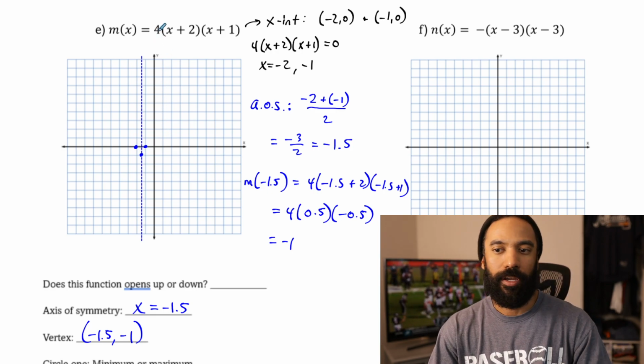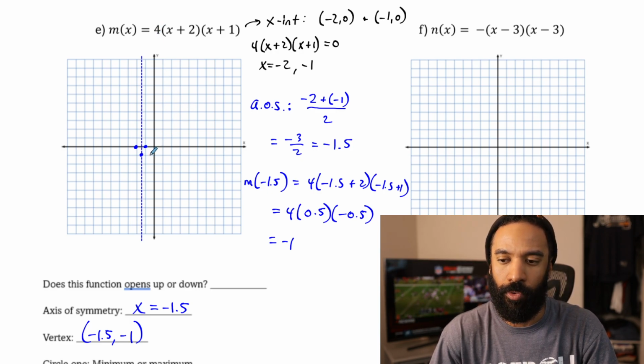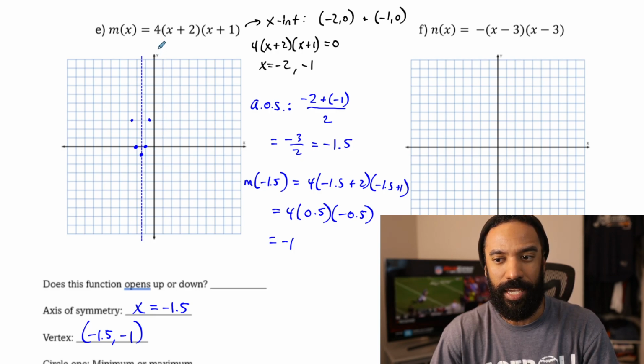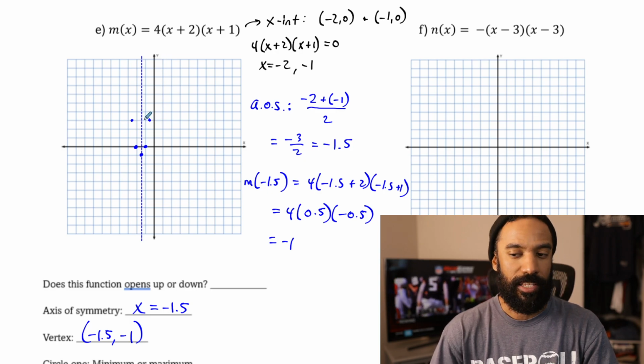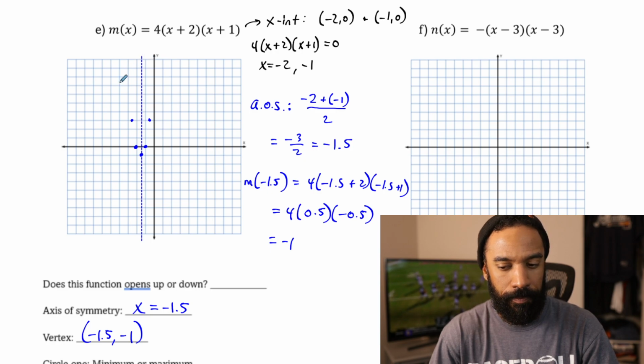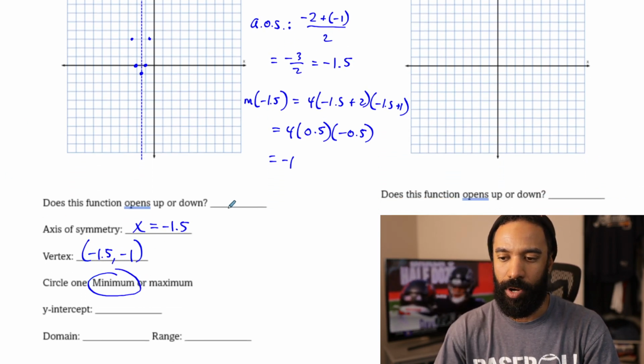Now the vertical stretch factor is 4. I can find some other points by going over 1, up 4 times 1, which is 4. Over 2, up... oh, where's 2? Over 2, up 4 times 4, which is 16, which I cannot fit. So that's as much as I can plot, but I want to find the y-intercept as well, because they're going to ask us for it. Down here, we do have a minimum, by the way. This graph does open up.